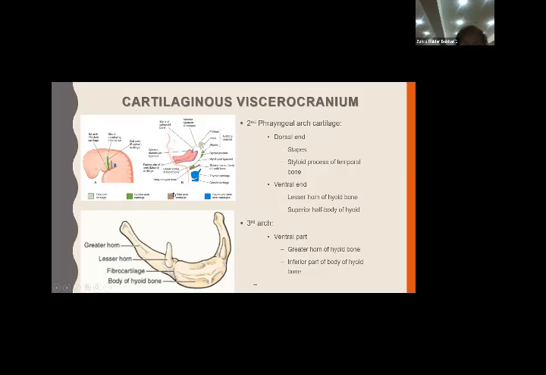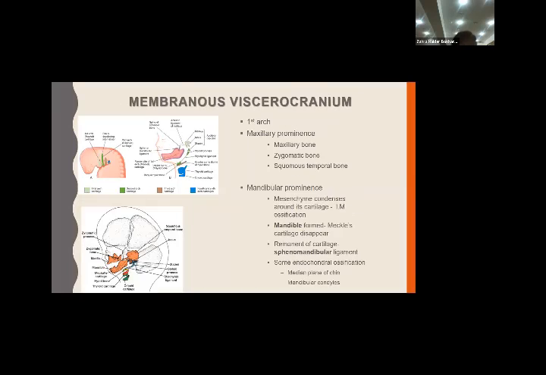Third arch brown में देखिए, ये आपकी KLM की ड्राइंग है. Third arch is in brown. Third arch develops into this greater horn and lower half of the body of hyoid bone. ये greater horn and lower half of the body of hyoid bone. ये सब bones developed by intracartilaginous ossification. अब कौन सी बोन है जो इंट्रामेम्ब्रेनस ऑसिफिकेशन से डेवलप होती है?